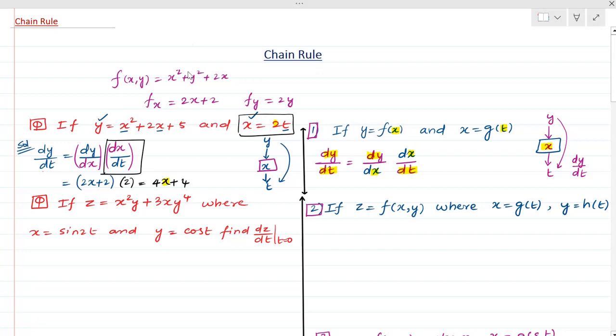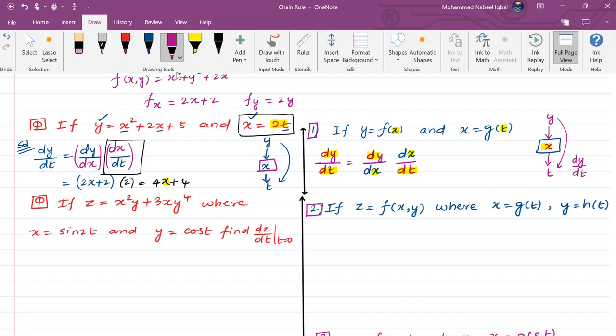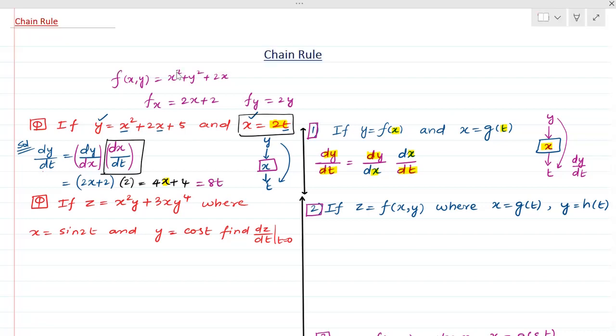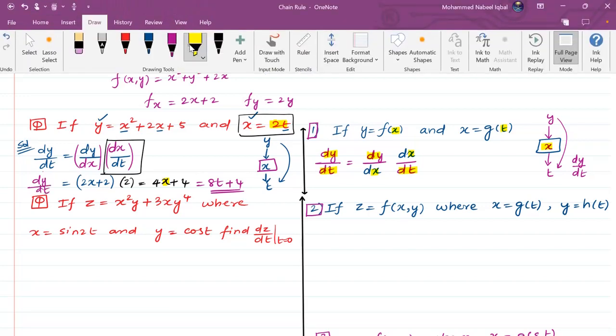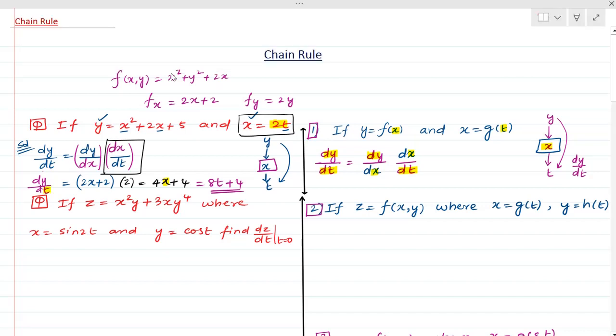What is the x value? The x value is equal to 2t. I substitute 2t here, so you will get 8t plus 4. This is the final answer because dy over dt must be everything in terms of t. That's why we are substituting the value of x. Now if you see this, it is a function of t. So this is the answer.